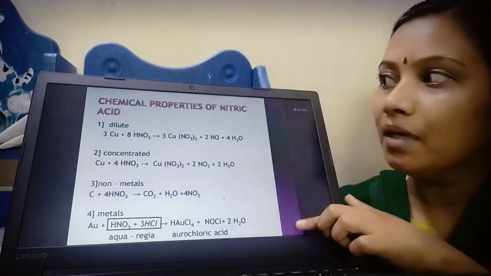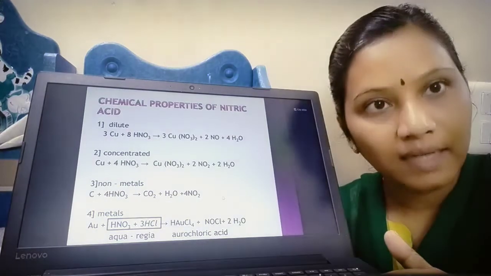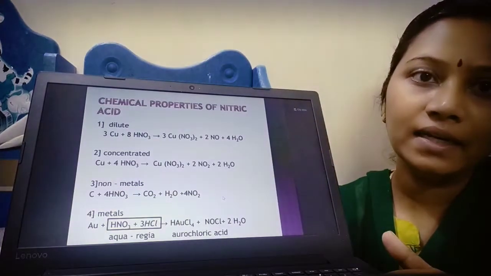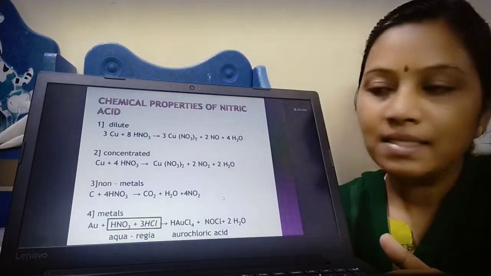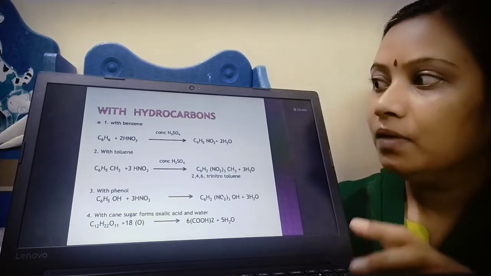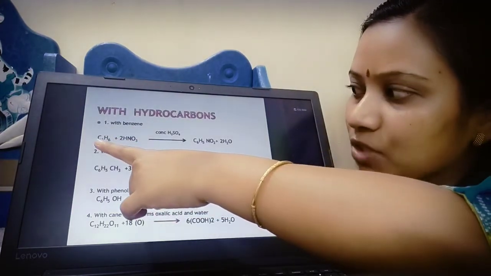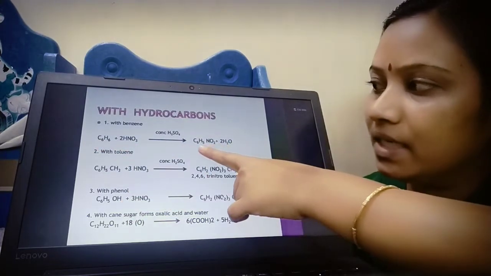So these are the chemical properties of nitric acid. We have seen the reaction with dilute nitric acid, then concentrated nitric acid, then non-metals and metals, and metals in the case of aqua regia. Then what happens with hydrocarbons? See, when nitric acid reacts with benzene, nitrobenzene is produced.